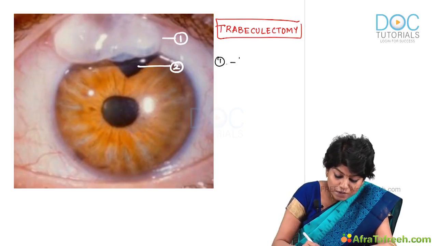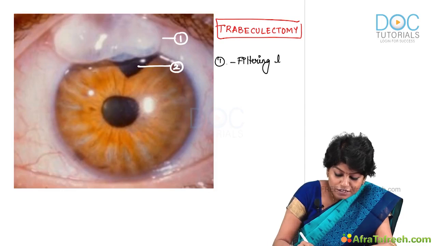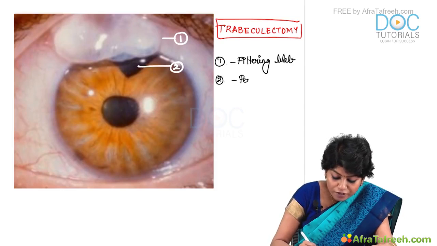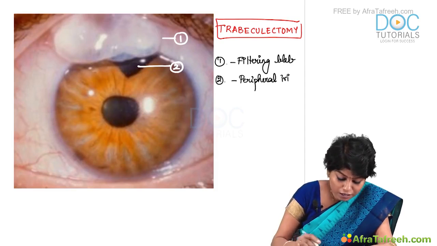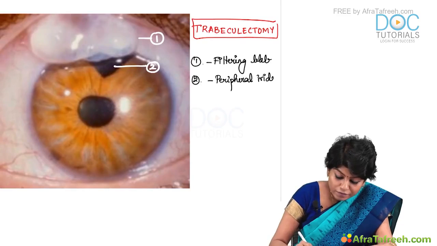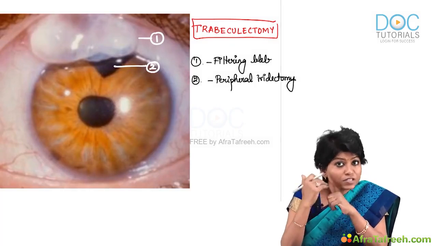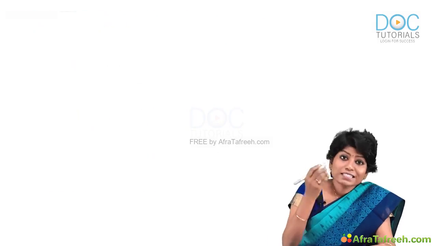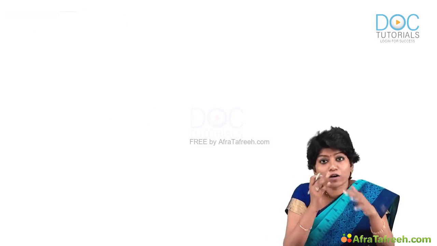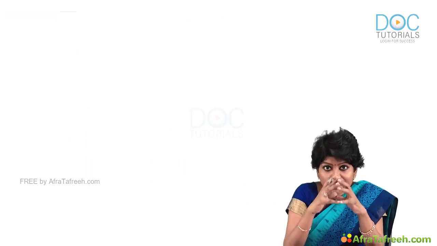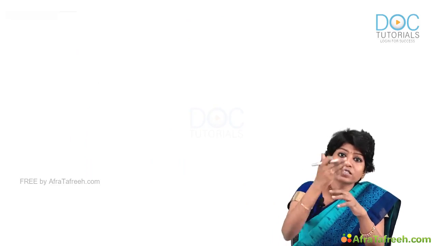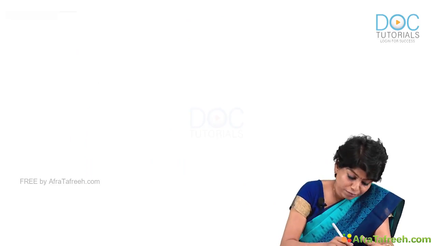So, what is number one? Number one shows me the filtering bleb. Number two shows me the peripheral iridectomy. So, what is this filtering bleb and what is the role of this peripheral iridectomy? Now, let us see the cross section of the eye where the trabeculectomy is being performed and how an alternative route for aqueous outflow is established.